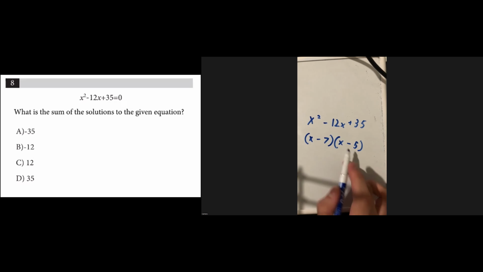Because negative 7 minus 5 equals negative 12. Negative 7 times negative 5 is equal to 35. And so the solutions are x equals 7 and x equals 5. And what is the sum of this? Well, 7 plus 5 is equal to 12, which is answer choice C.